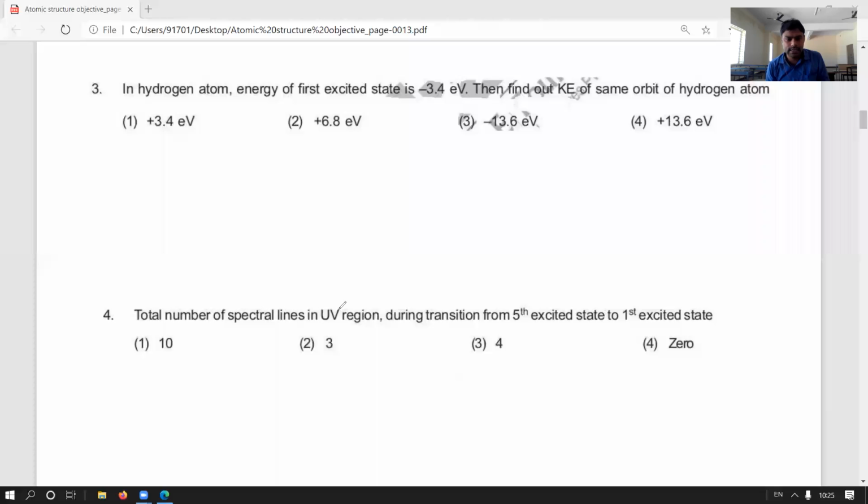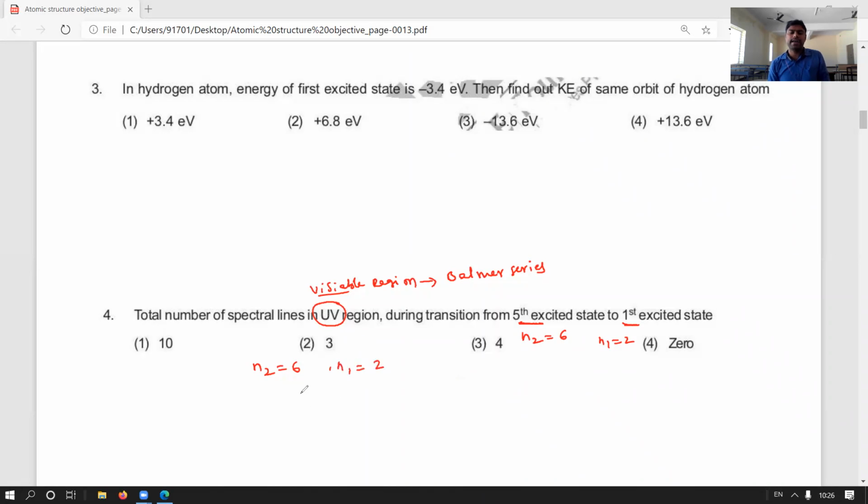In this UV region place, they gave the visible region in the question, which means the Balmer series. See, I am just changing the question. One more question I am making here. Okay, in the Balmer series, fifth excited state means n2 is equal to 6, and first excited state means n1 is equal to 2.